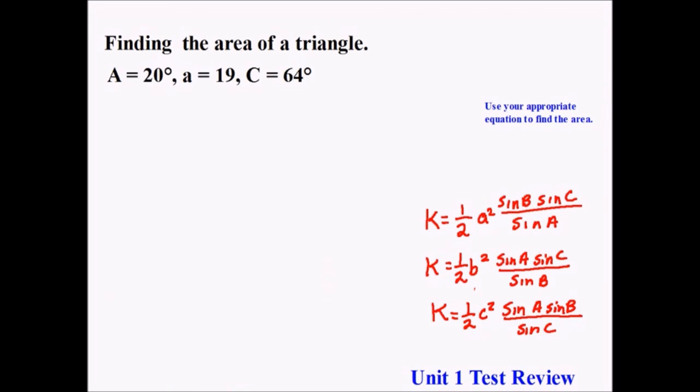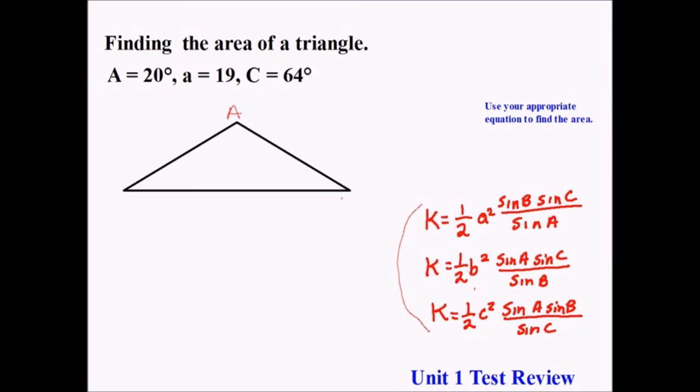Next card. Finding the area of a triangle. Here are the equations or the formulas you want to use. So when we have a triangle, let's put a triangle in. Now you don't have to draw the triangle. This is for my visual people who need to see something. Let's call this A, B, C, and we have 20. Little a is 19. Big C is 64 degrees.